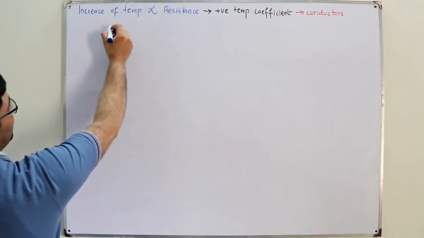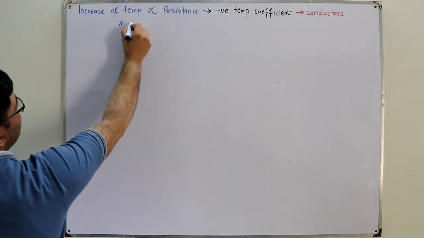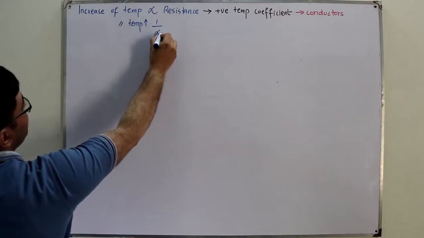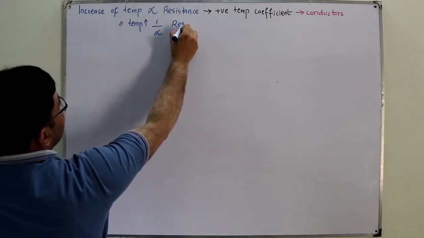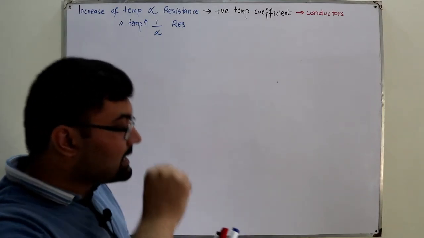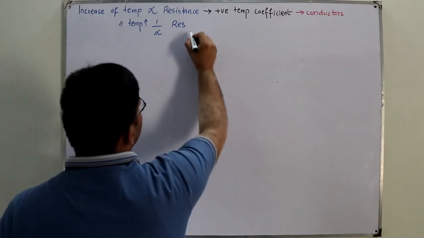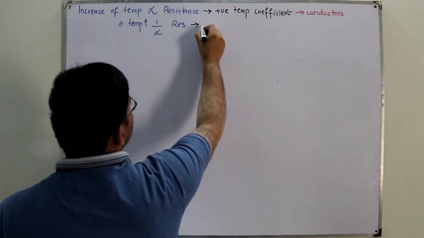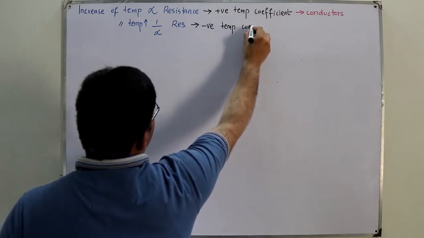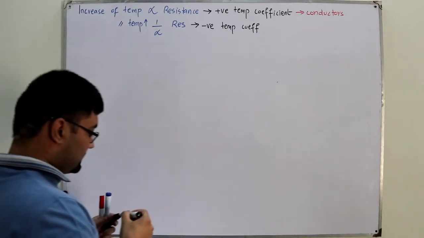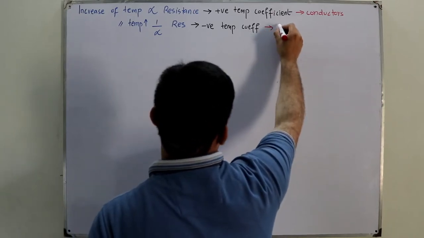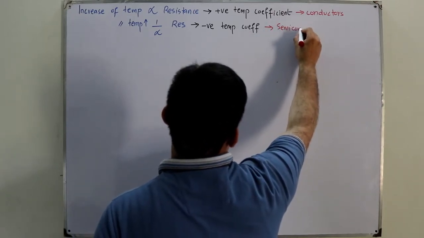Similarly, if the temperature increase is inversely proportional to the resistance, which means that if you increase the temperature, the resistance of the device decreases, such materials are said to have negative temperature coefficients. And the example of this is your very own germanium and silicon, semiconductors. I'm telling you the reason.